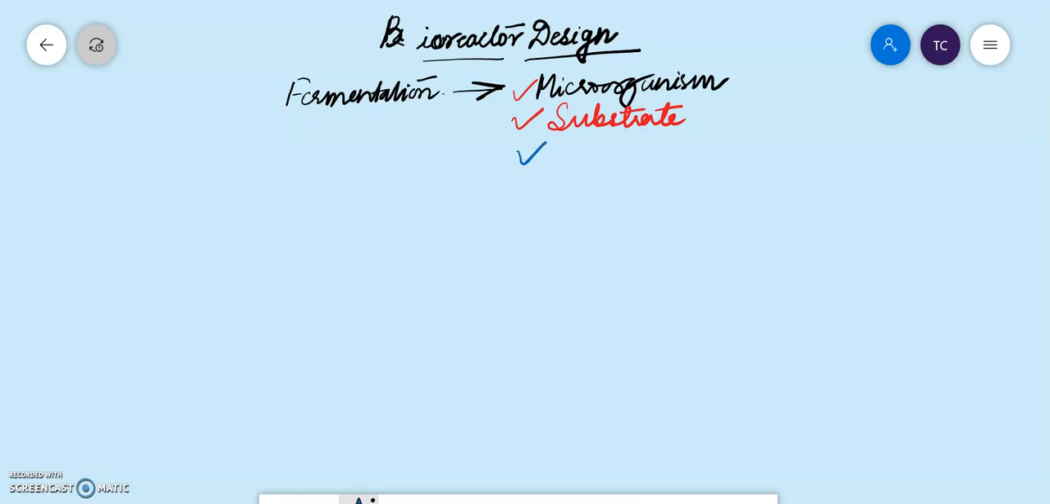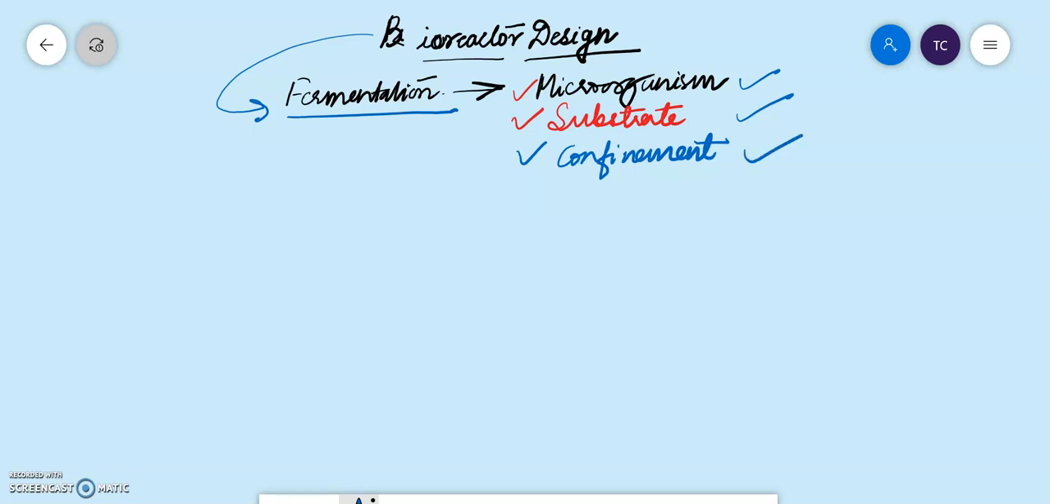And the third one is where to do the fermentation. What is that particular place where you do the fermentation? So the confinement, where you do the fermentation. So bioreactor design is basically associated with fermentation. Fermentation involves various tools like a microorganism, which is required to metabolize the substrate to give you a product of industrial importance, and it requires a confinement, right?